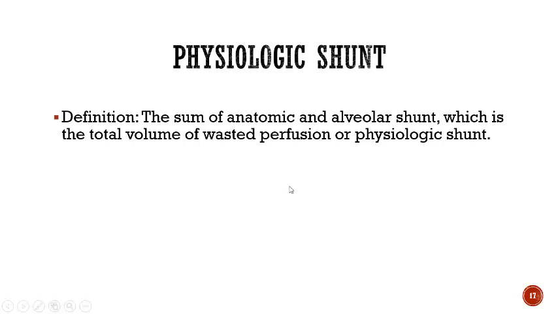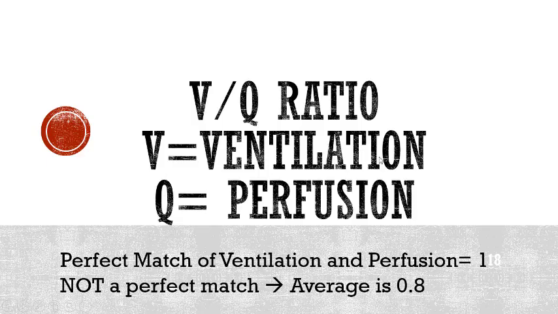This is wasted perfusion because we have the perfusion, but we're missing the ventilation. These two together create a VQ ratio, a ventilation and perfusion ratio. A perfect match of ventilation and perfusion would be 1, right? You have the same amount of ventilation as you do perfusion, so you would end up with a ratio of 1, but it's not a perfect match. The average throughout the lungs ends up being 0.8, and this is that number from your alveolar air equation. This is your respiratory quotient.